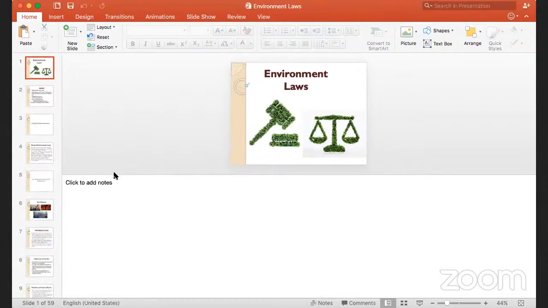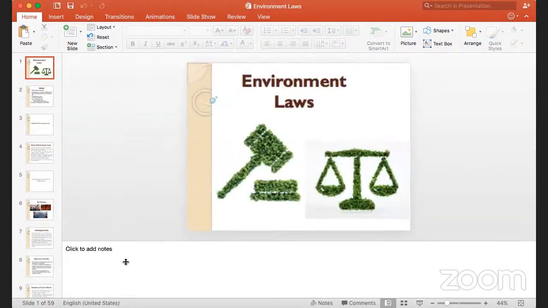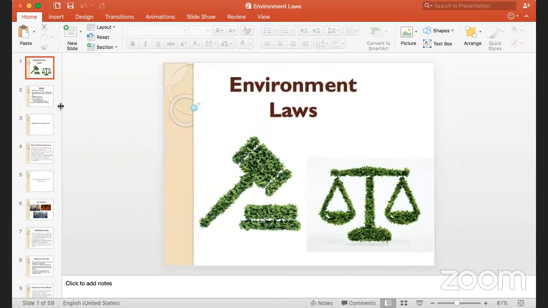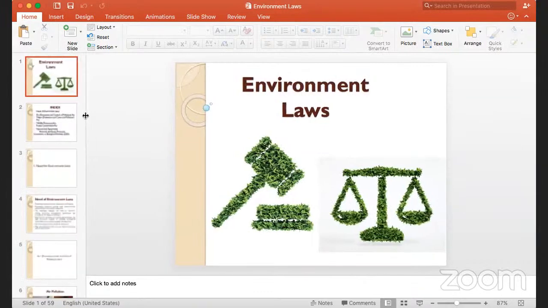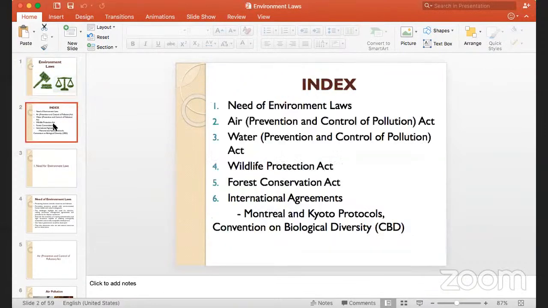Environmental pollution: air, water, soil, land, and then we also studied nuclear disasters, nuclear hazards. And finally, if you remember, we looked at solid waste management. So now let's look at the next topic, which is environmental laws.